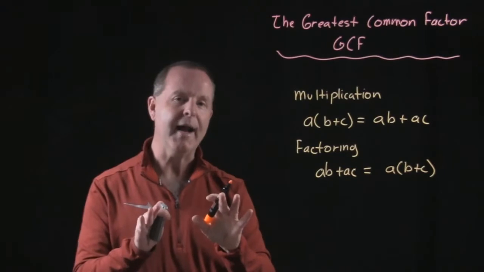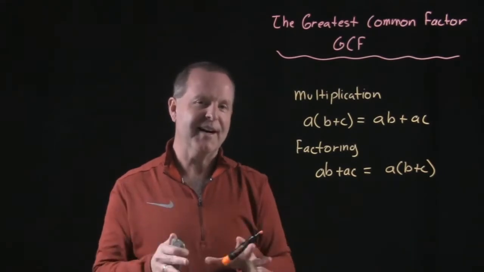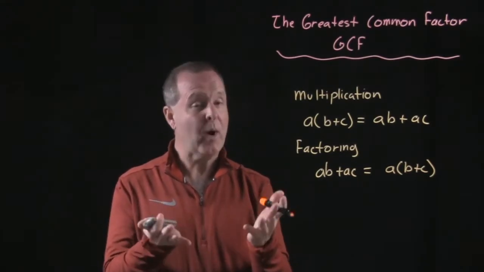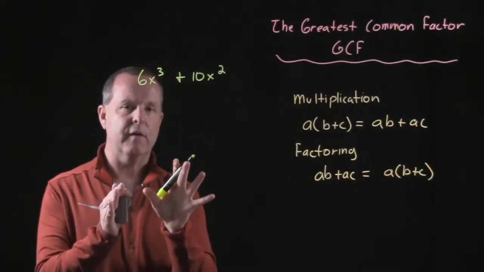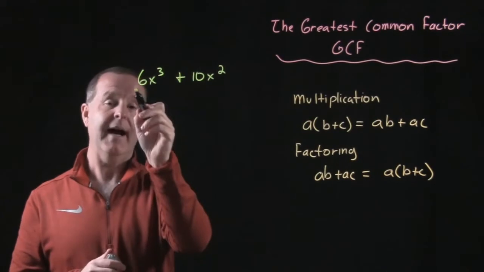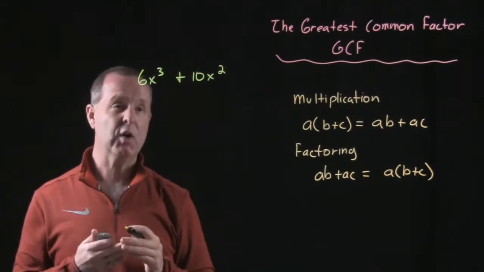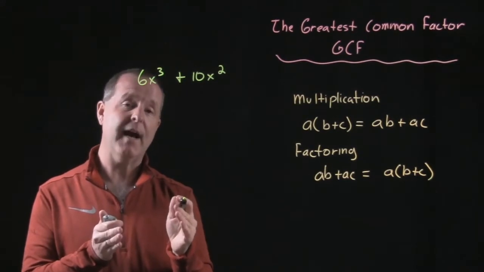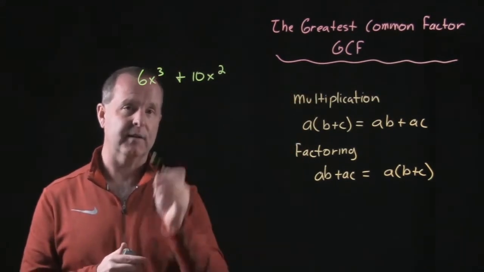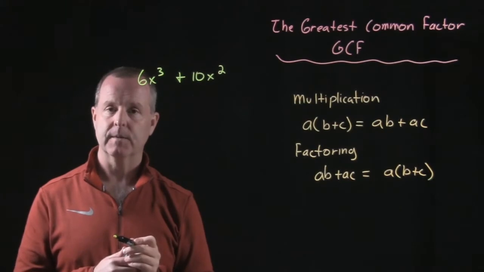If we can keep that in mind, we can start to understand and get quite good at factoring. So let's look at a couple examples to get a sense of what factoring looks like. I have two terms, 6x cubed plus 10x squared, and I want to find the greatest common factor between both of those terms.